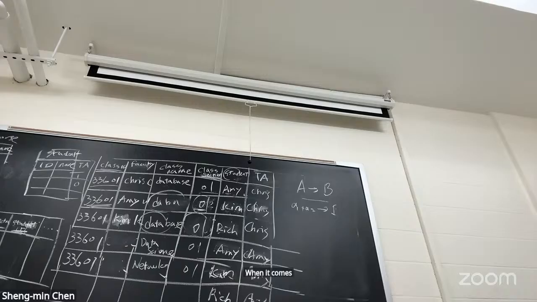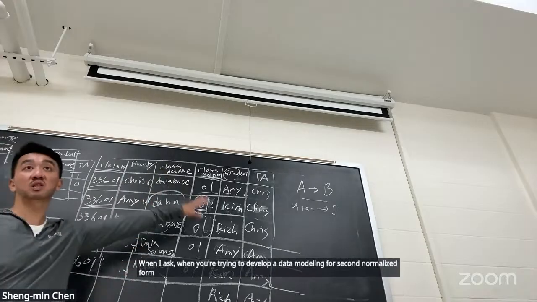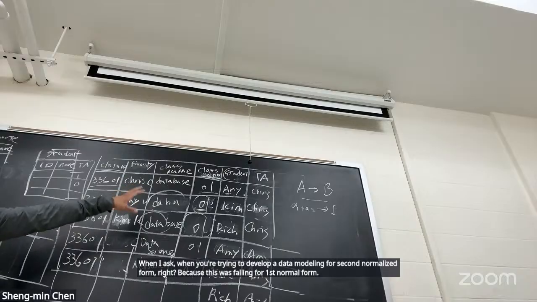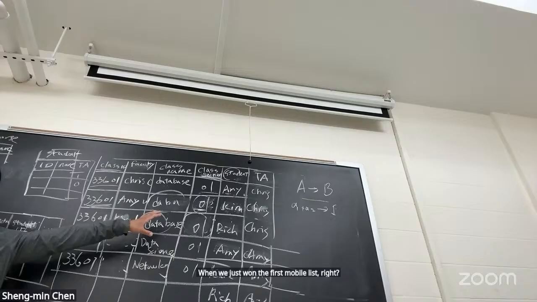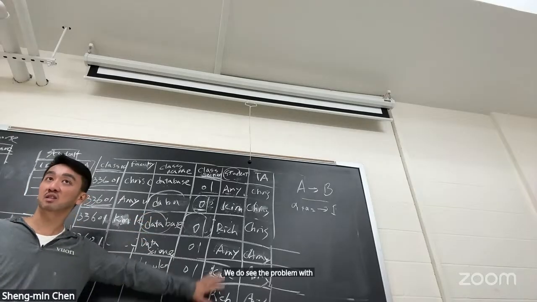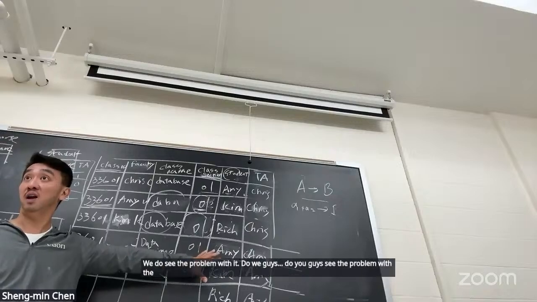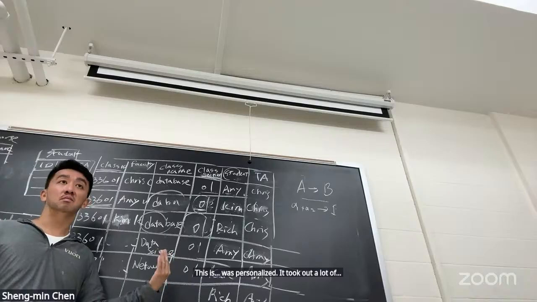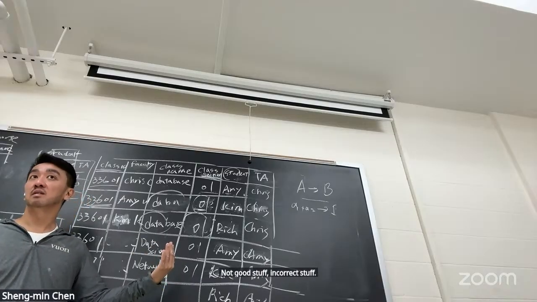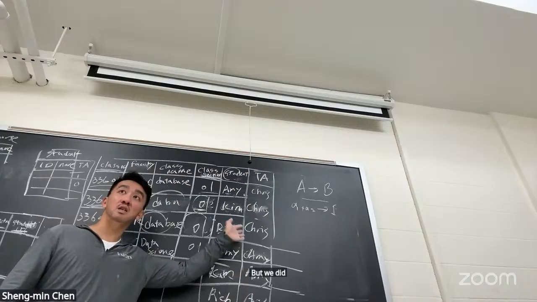When it comes to second normal form, the precondition is when you're trying to develop a data model for second normal form. This was fine for first normal form. This is okay when we just want first normal form. Do you see the problem with the redundancy developed? First normal form took out a lot of incorrect stuff, but we did see the redundancy here.